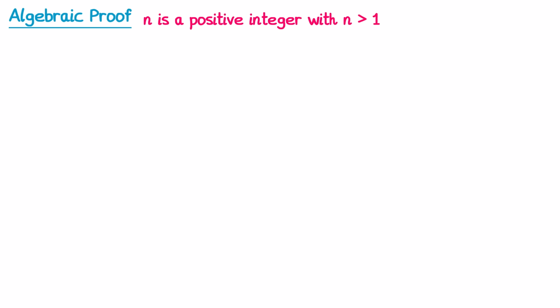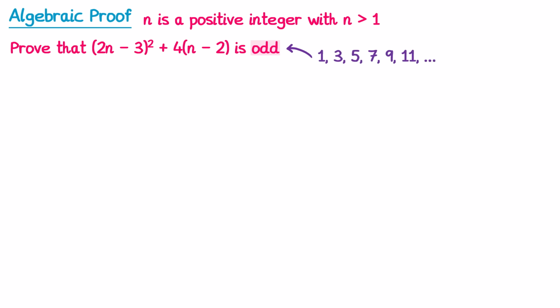What about if instead we had to show that a number was odd, like this one here? By odd numbers, we mean the numbers 1, 3, 5, 7, 9, 11, and so on, and also the negative ones, negative 1, negative 3, and so on. Notice how all of the odd numbers are just one more than an even. For instance, the number 1 is 1 more than 0, which was even. The number 3 is 1 more than 2, which is even. The number 5 is 1 more than 4, which is even.